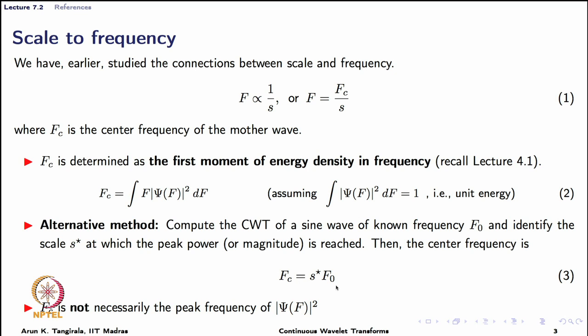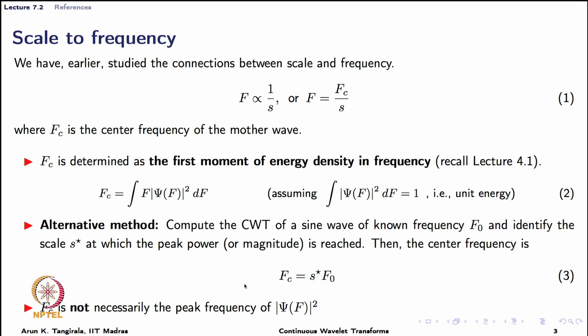It is S star times F naught. F naught is the frequency of the sine wave that you have taken. S star is the scale at which the CWT or the wavelet power has reached a maximum. So, that is an alternative method which makes a lot of sense. In fact, this method can even be pursued theoretically, and I will give you a reference to a paper where a theoretical determination of Fc using this method is carried out.